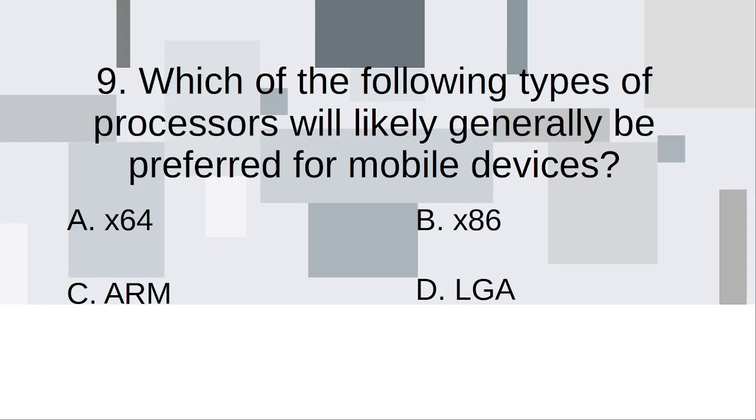When you think about mobile devices, you're thinking small. So the answer for this question is C, ARM. So ARM processors generate less heat than x64 and x86. Therefore, it's a better option for mobile phones because it's smaller and it doesn't produce as much heat.